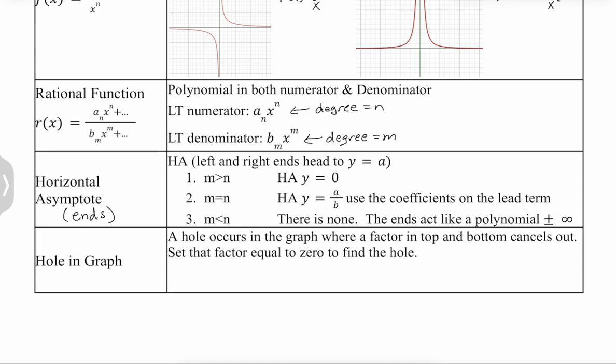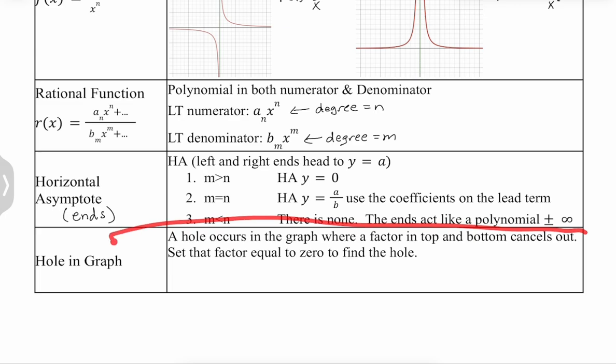And as we go through the process, I'll show you an example of each so then you can see how to clarify. If the top is bigger, there is no horizontal asymptote because the ends act like a polynomial. They're going to go up or down, positive infinity, negative infinity. So they act like the same rules for polynomials.